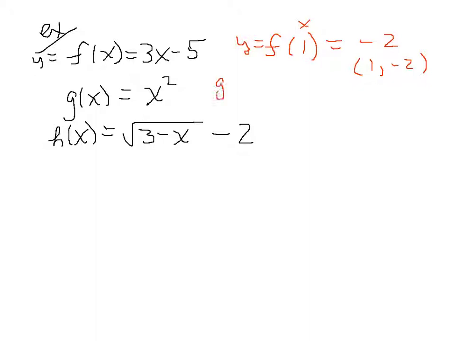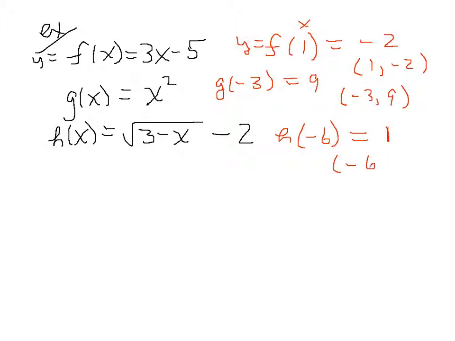How about this? What's g of minus 3? Right, it's going to be 9. And that means the point (-3, 9) is on the graph of g. And finally, how about h? And let's say h of minus 6, I think, will give you an interesting one. h of minus 6: 3 minus a minus 6 is 3 plus 6. That's 9. The square root of 9 is 3. 3 minus 2 is 1. So on the graph of h is the point (-6, 1).